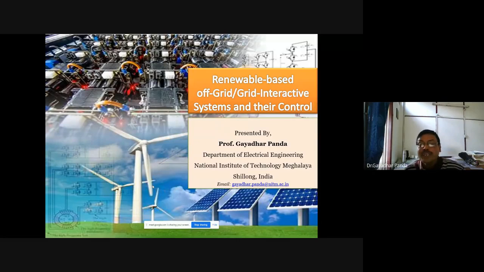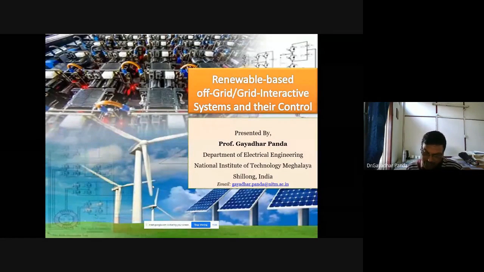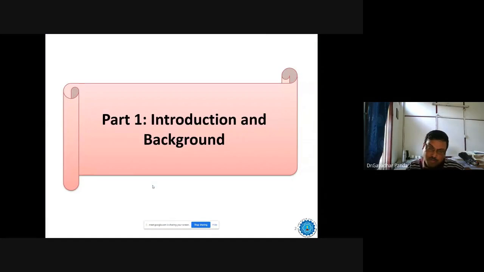My presentation will be divided into three sections particularly. First section will be the introduction and the background, and second section will be the power quality control in the microgrid system. And last part of the presentation will be how the microgrid is operated in an off-grid mode as well as in an on-grid mode. That is the seamless transition of a microgrid operation.